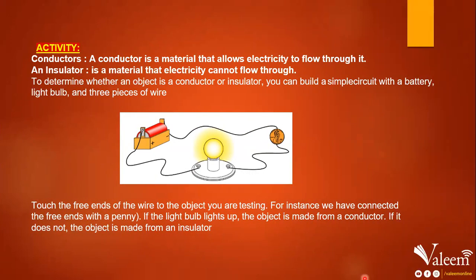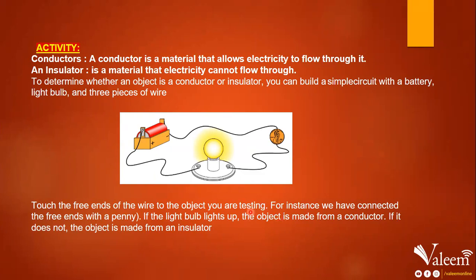Alright, students, you are now fully aware of the terms conductors and insulators. Let's review the definitions. A conductor is a material that allows electricity to flow through it, whereas an insulator is the complete opposite of it. To determine whether an object is a conductor or insulator, you can build a simple electric circuit with a battery, light bulb, and three pieces of wire as shown in the given diagram.